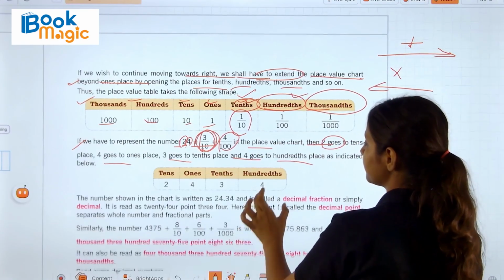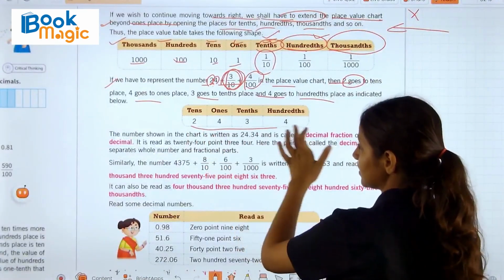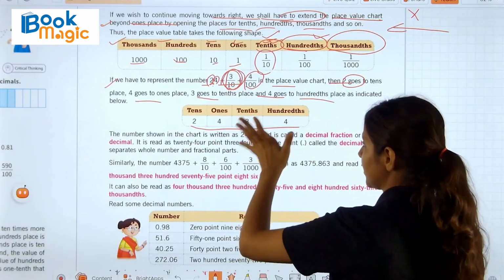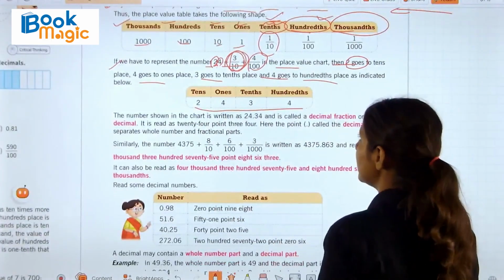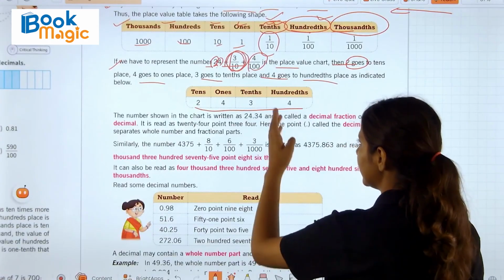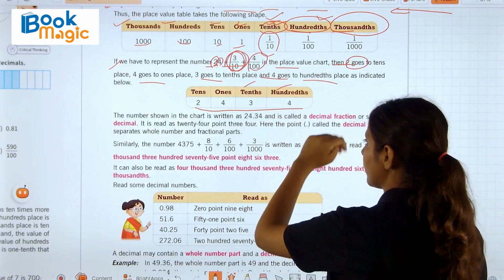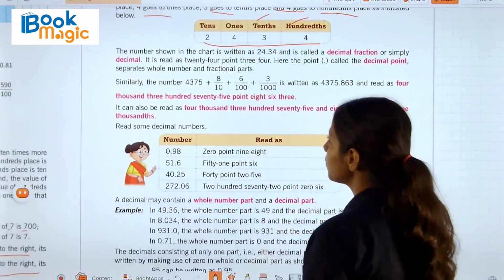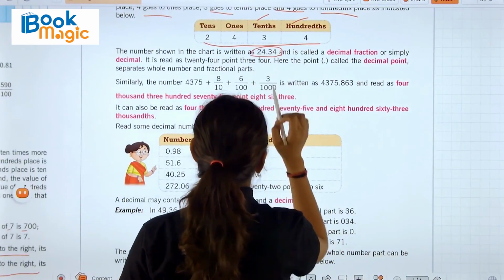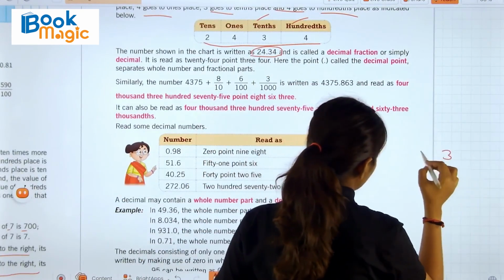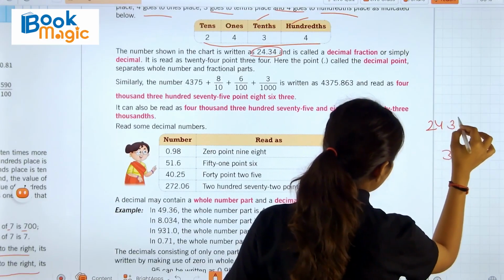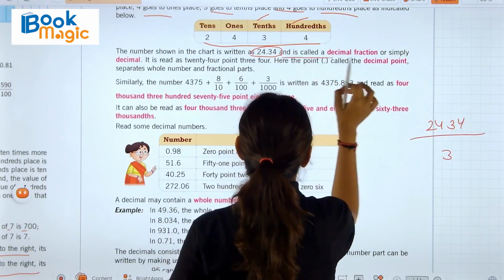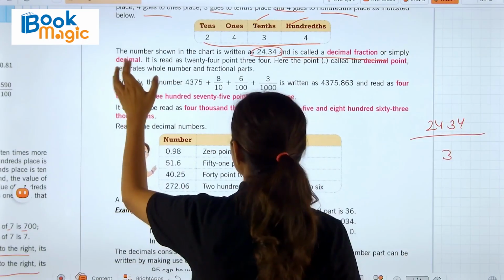Okay, now we have this: tens, ones, tenths and hundredths. This is how we will write the value. Okay, 3 is tenths and 4 is hundredths. Now the number shown in the chart is written as 24.34. So the number we got, we will write it this way. And it is called a decimal fraction or simply a decimal.